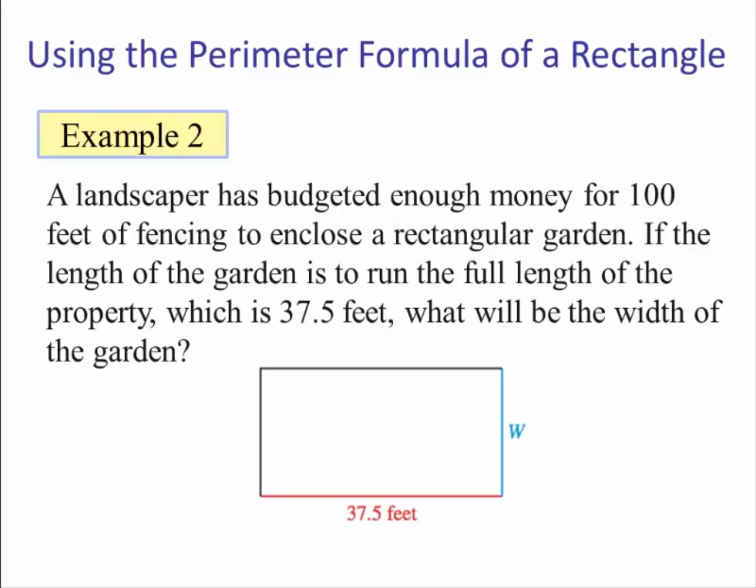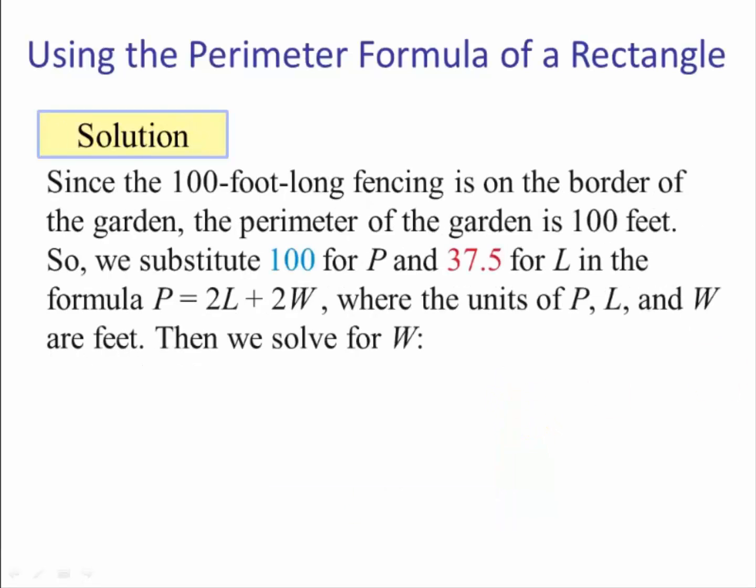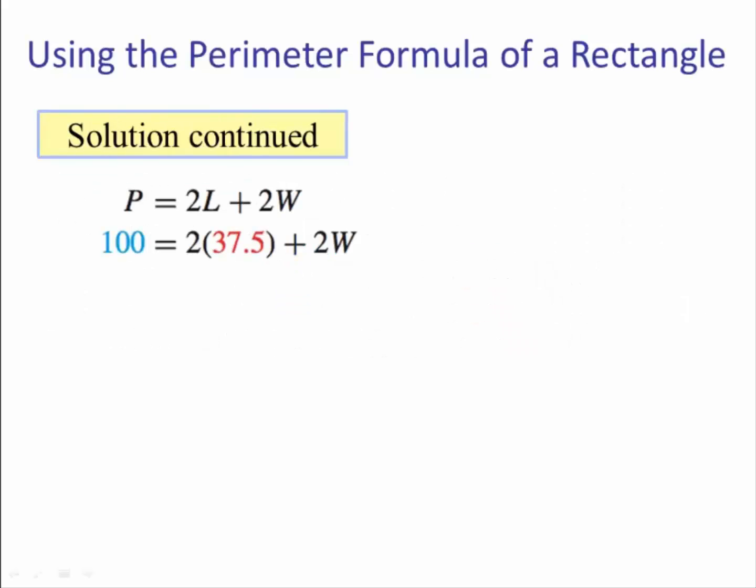It's always a good idea to draw a picture. This time we're given the perimeter, which is the distance around, so this length plus this length plus this length plus this length will have to be 100, and then we're going to solve for W. So if we substitute 100 in for perimeter, P, and 37.5 for L in the perimeter formula, we have this equation.